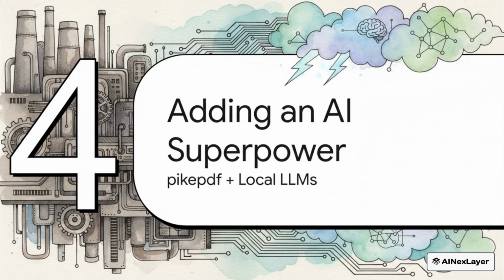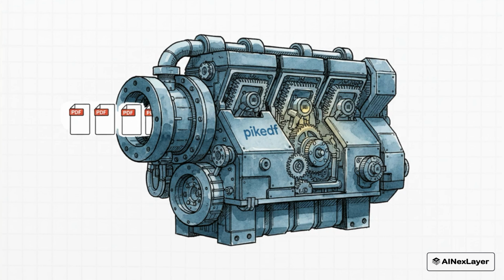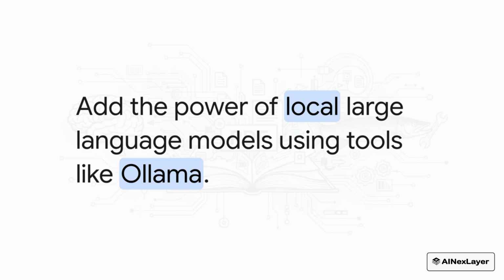Okay, so that's the foundation. Manipulating PDFs is cool. But this is where things get really exciting. What happens when we take this industrial strength tool and combine it with the intelligence of local AI models? So let's build the equation. We start with our engine, the robust, reliable PDF manipulation from Pike PDF. Then we add the brains. We're talking about running powerful large language models right on your own machine, using tools like Llama. This is a huge deal because it means your sensitive documents never have to leave your computer.